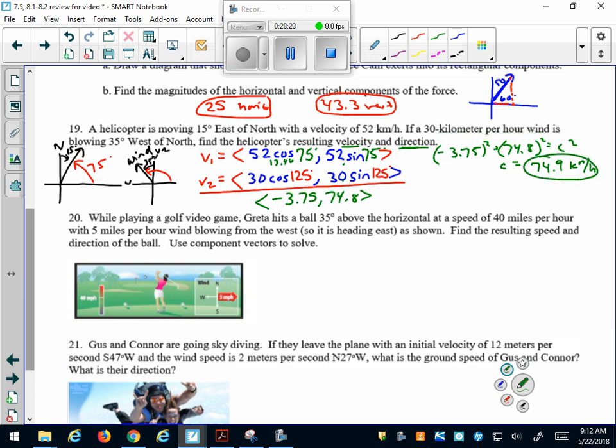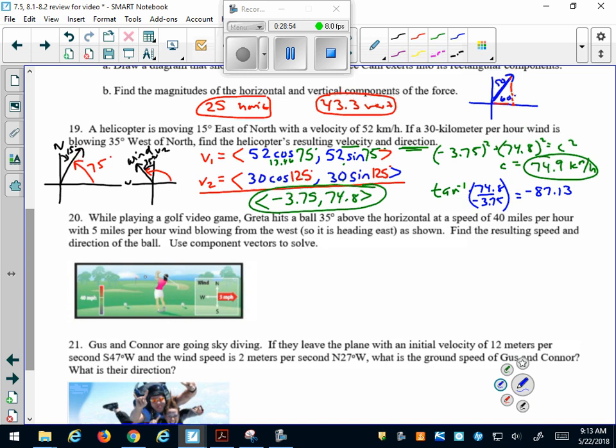And then the direction is inverse tan, like always. Once you have this component form, depending on the question they're asking, you're going to be doing Pythagorean theorem and inverse tan for magnitude and direction. So y over x, 74.8 over negative 3.75. And this turns out to be negative 87.13.